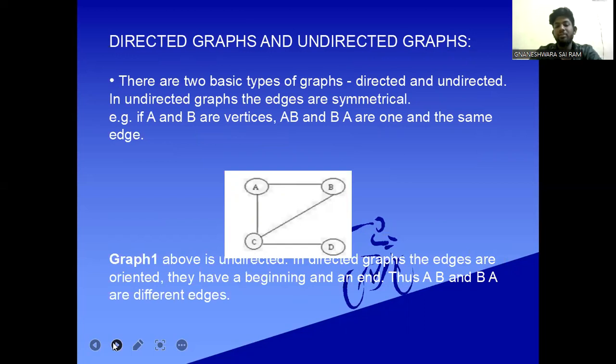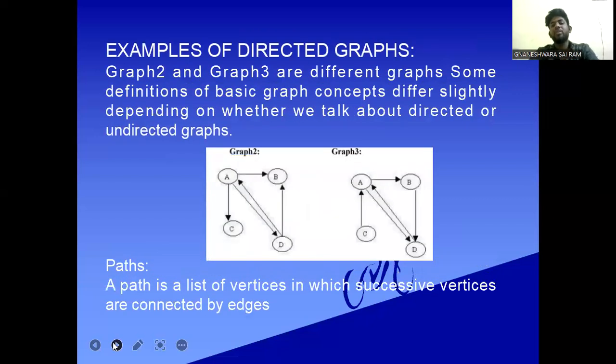In directed graphs, the edges are oriented. They have a beginning and an end. Thus, AB and BA are different edges. Example 2: examples for directed graphs. Graph 2 and graph 3 are different graphs. Some definitions of basic graph concepts differ slightly depending on whether we talk about directed or undirected graphs.